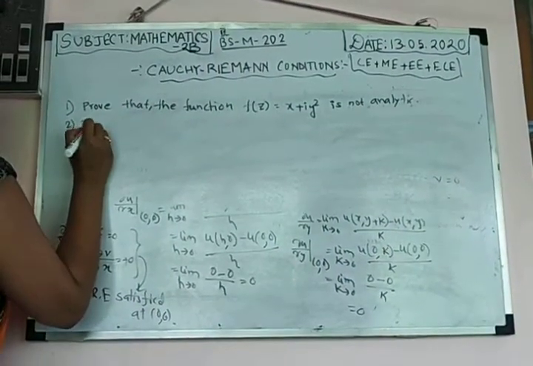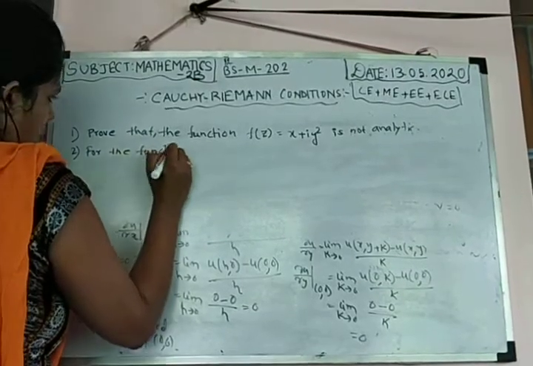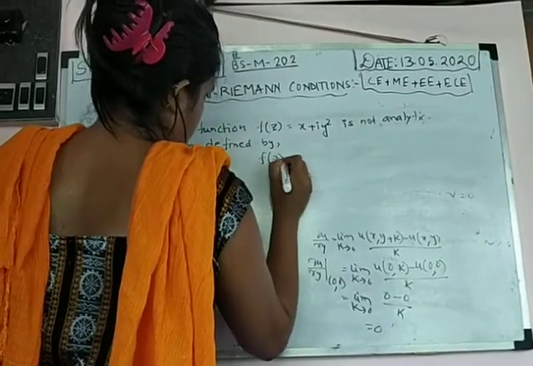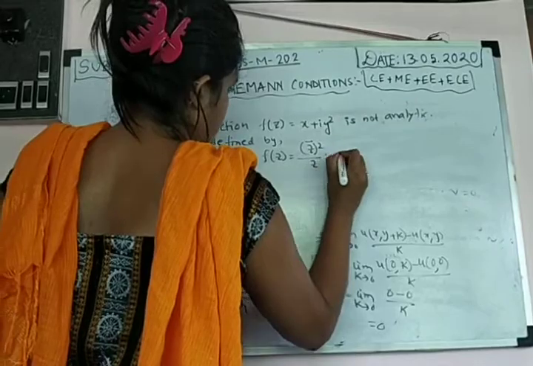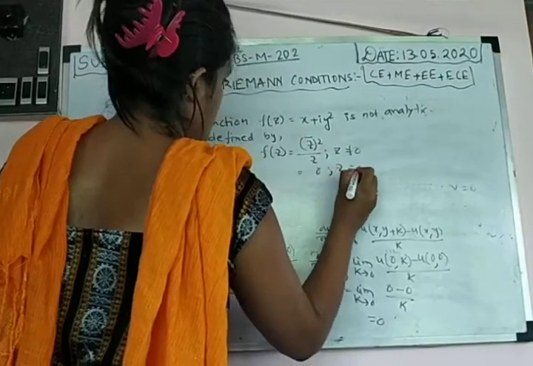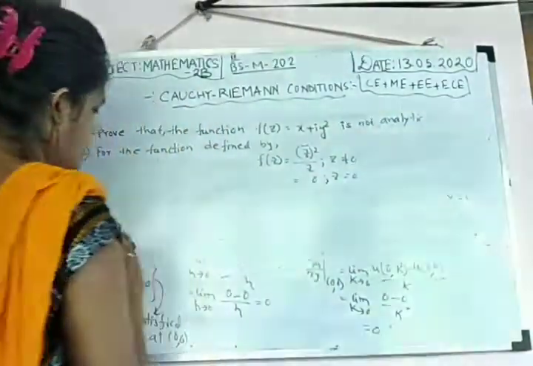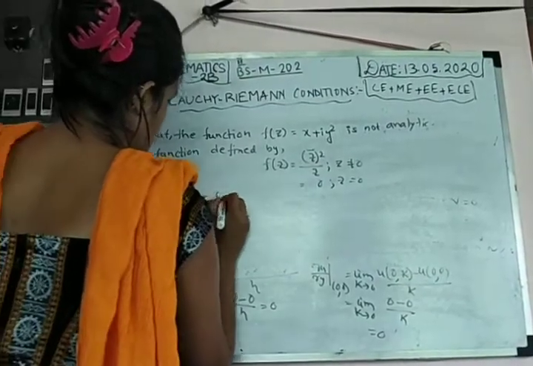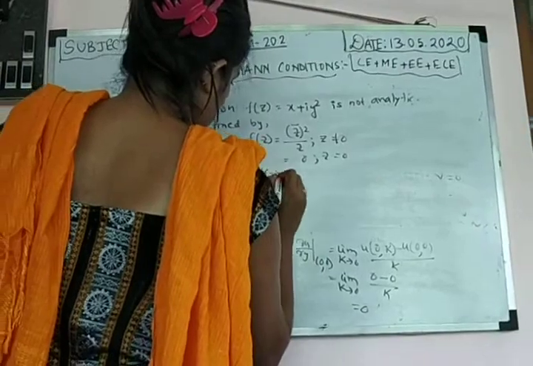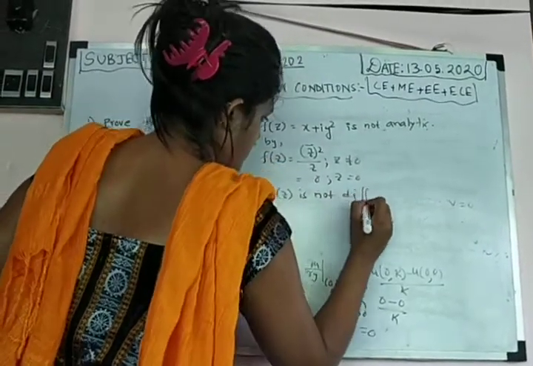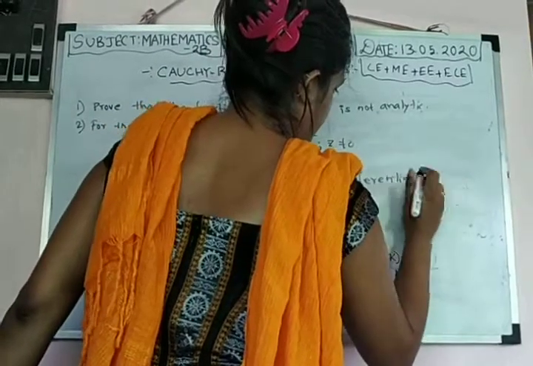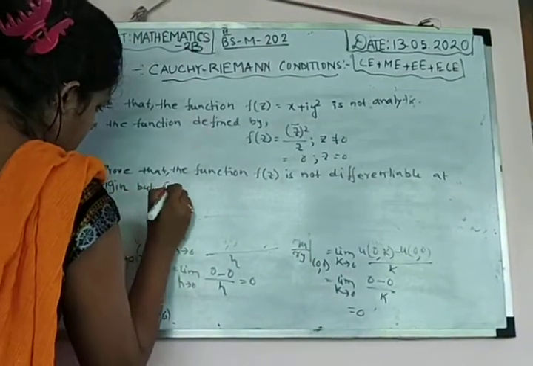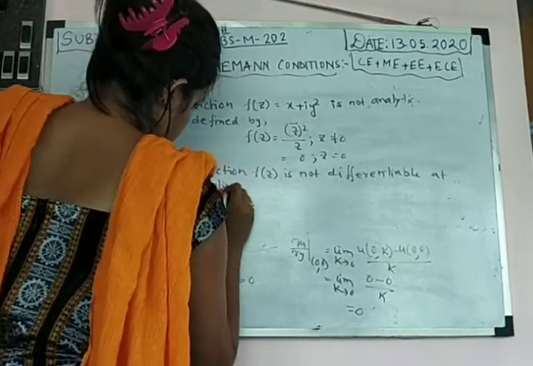Number 2, for the function defined by f(z) equals mod z squared by z, z not equal to 0, and 0 for z equals 0, prove that the function f(z) is not differentiable at the origin, but the CR equations are satisfied at the origin.